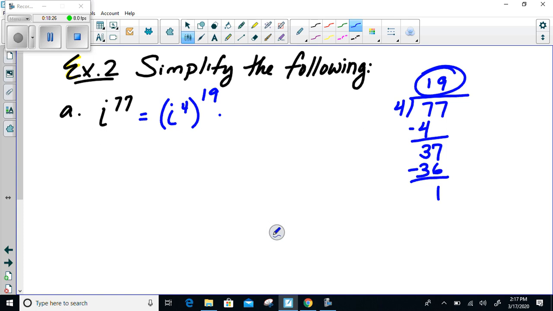And it takes me into Math 3, when we start talking about dividing polynomials a little bit more. But using that division algorithm, I realize that that's going to be i to the 1st power. So that's how that thing breaks down.